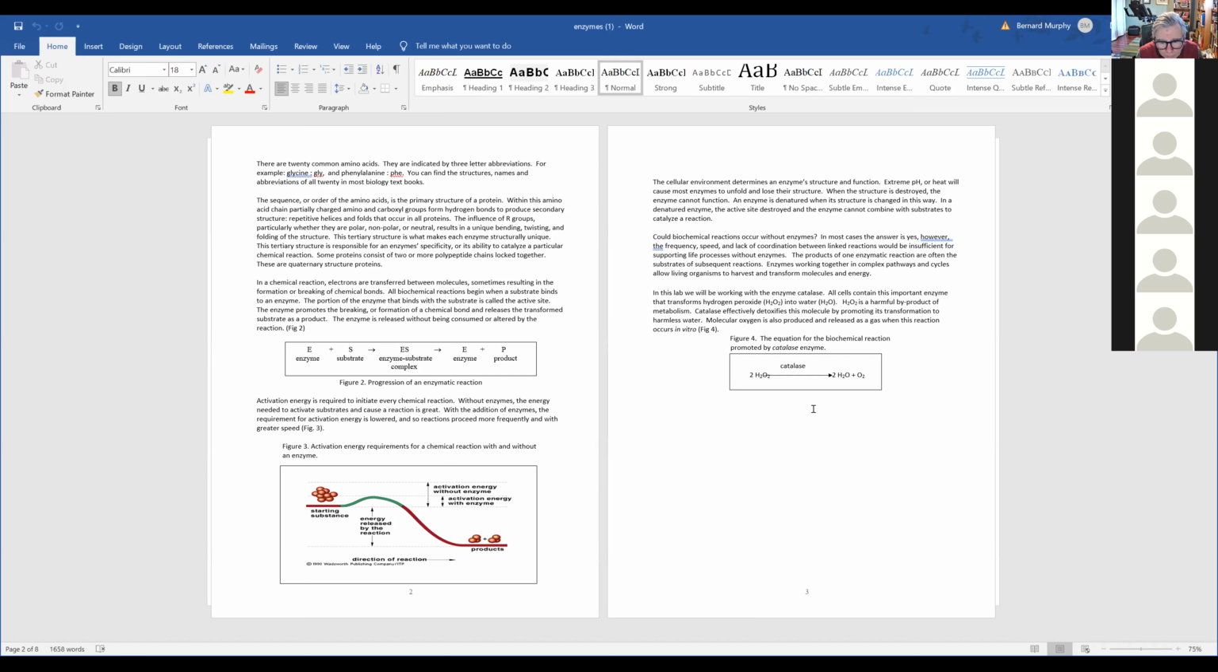To the right of the arrow. So would its products be water and oxygen? Those are the products. That's it.